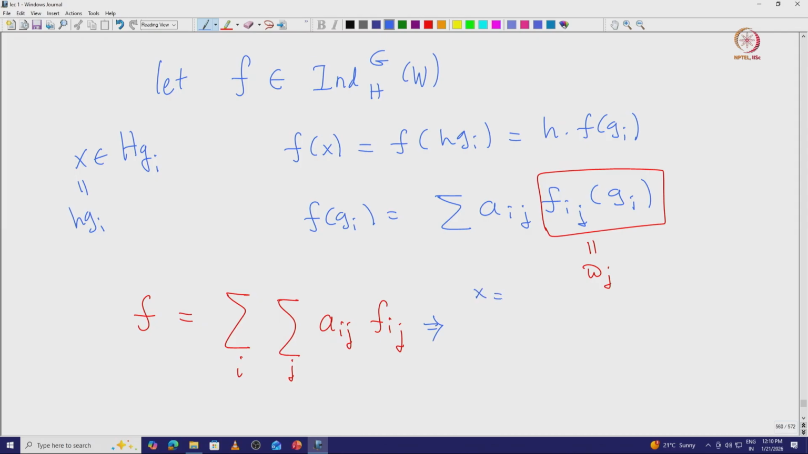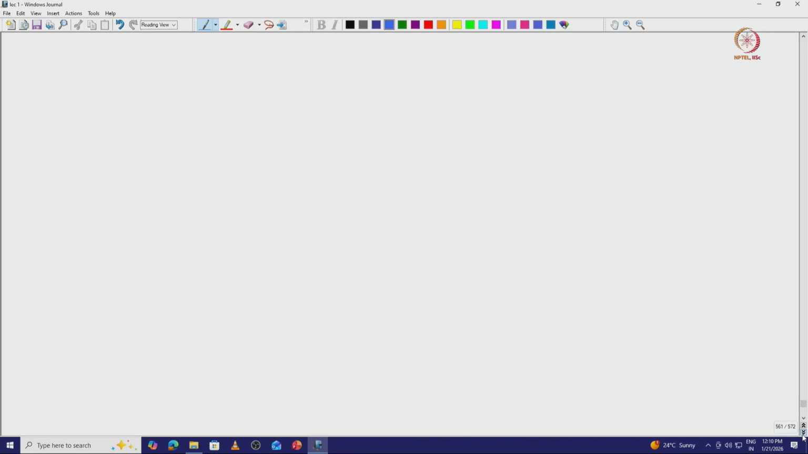If you write x equal to h g I naught, you can see that f of x is exactly equal to the summation of aij fij of h g I naught. Now, whenever I naught equals I, the term survives, otherwise it gives us 0. So, this implies that f of x equals the summation of a I naught j f I naught j of h g I naught, but this is exactly equal to the summation of a I naught j h dot w j.